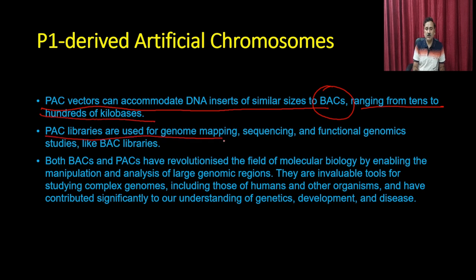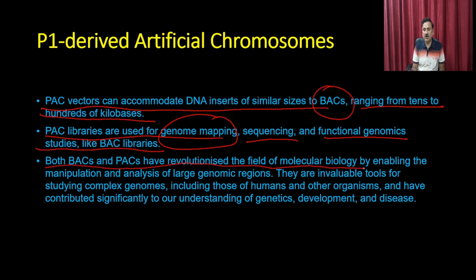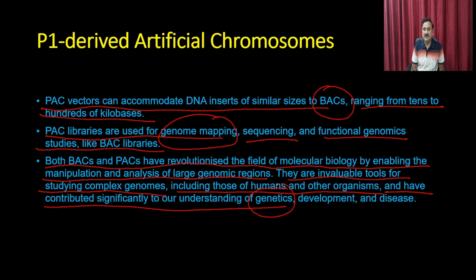PAC libraries are used for genome mapping, sequencing and functional genomics studies, like the BAC libraries. Both BACs and PACs have revolutionized the field of molecular biology by enabling the manipulation and analysis of large genomic regions. They are invaluable tools for studying complex genomes, including those of human and other organisms, and have contributed significantly to our understanding of genetics, development and diseases. You will appreciate the importance of the PAC and BAC, or even YAC, when we discuss the cDNA library or the genomic library and how these are utilized for preparing those.